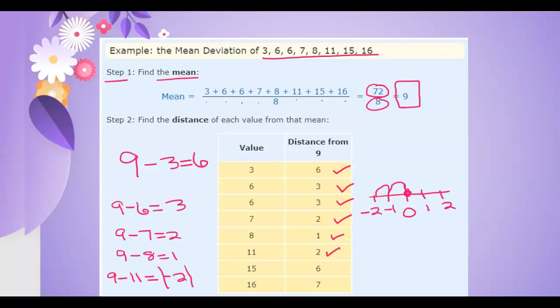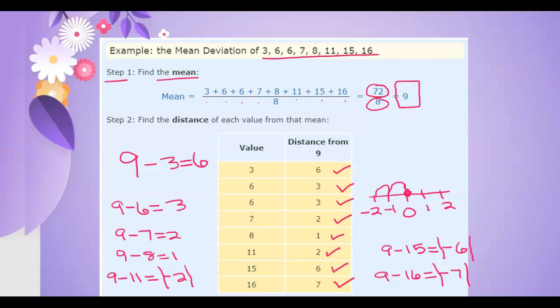So when we take 9 and we subtract 15, we're going to get a negative 6. But we want the absolute value of that negative 6 because we're talking about distance away from 0, and it's 6 bunny hops away. The same thing with 9 minus 16. That's going to be a negative 7, but we want the absolute value of negative 7. That's where that absolute comes in.